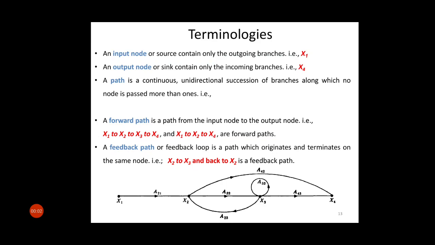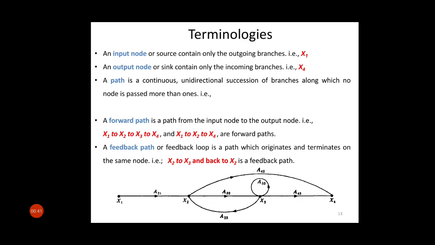Hello student, today I will discuss some examples based on signal flow graphs. Basically, I will discuss how we identify the input node, output node, forward path, feedback path and non-touching loop, and how we determine the loop gain of the feedback loop and path gain of the forward path. Okay, so let's start our discussion.